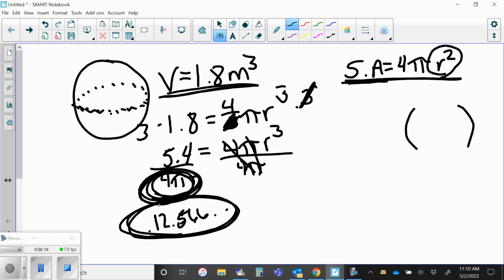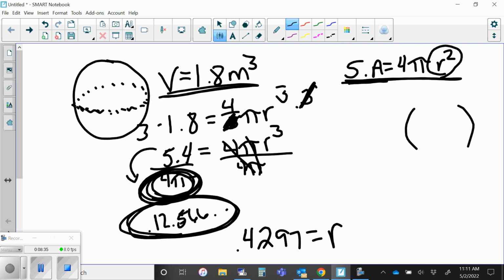What has it not done yet? The 5.4 divided by that number. So what do you have to hit now? It equals. And when you do, you get 4.4297 equals r cubed. That 0 is not a placeholder.